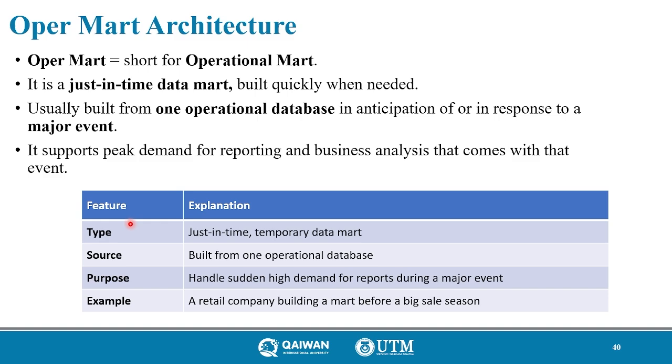Now, what are the features of this type, the just-in-time temporary data mart? Now, the Oper Mart would be a temporary data mart also. The source would be built from one operational database. We have a database in here, let's say, and from this, we will create this operational mart. The purpose would be to handle sudden high demand for reporting during a major event. As an example, a retail company building a mart before a big sale season would be a good example for this.